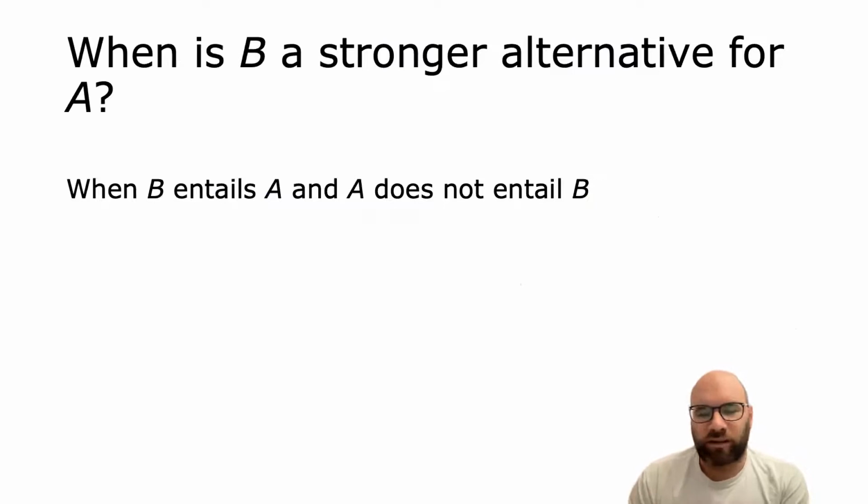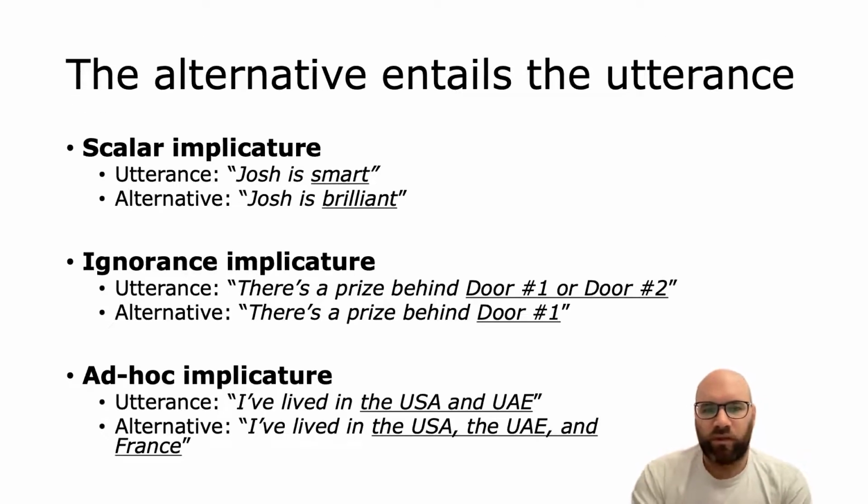So to go back to this definition, we can apply this and see how all the examples before were examples where the stronger alternative entails what the person really said and not the other way around. Just like we saw, brilliant entails smart. If someone is brilliant, they must be smart. But it's not the case that someone who's smart must be brilliant. Someone who's smart might be brilliant or they might not be.